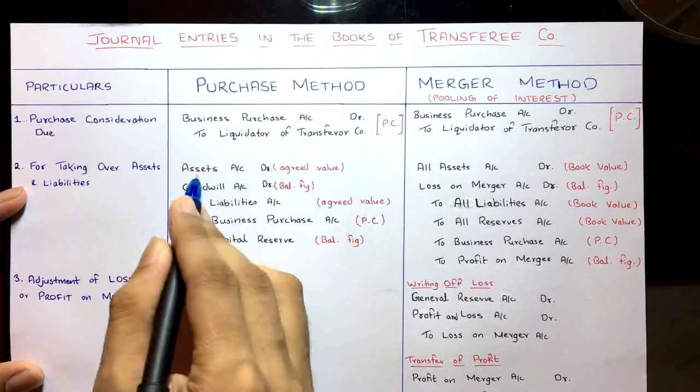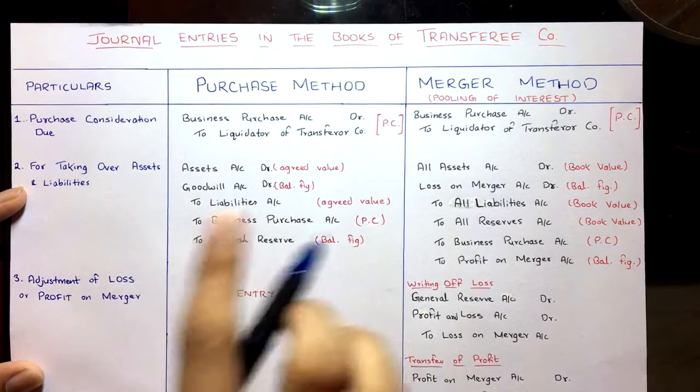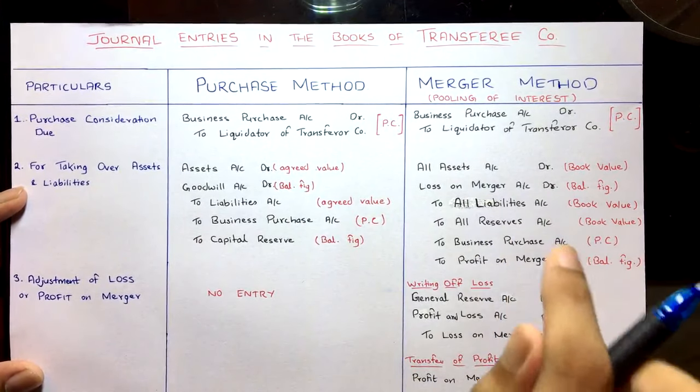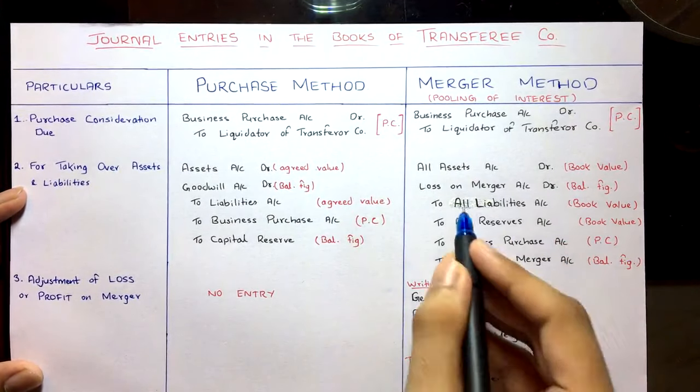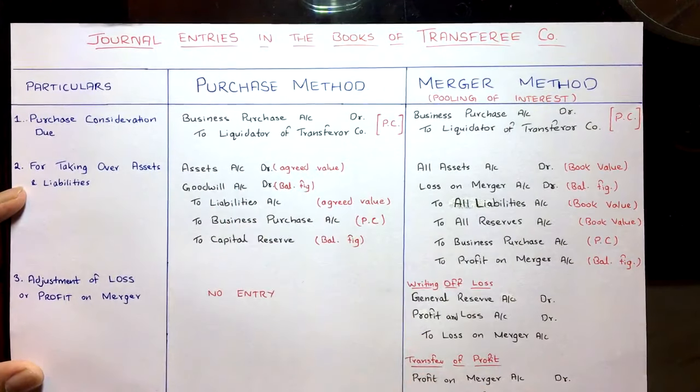Whatever assets the company has taken over, only those assets you have to take, and at agreed values, not at the book values, in the purchase method. In the merger method, it is book values only. Understood? All liabilities, all reserves, all assets. Here, whatever is taken over by the company, right?